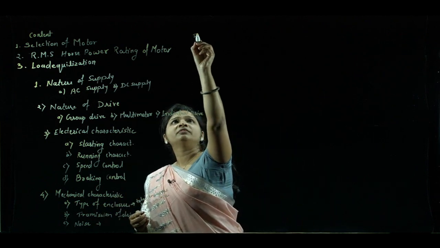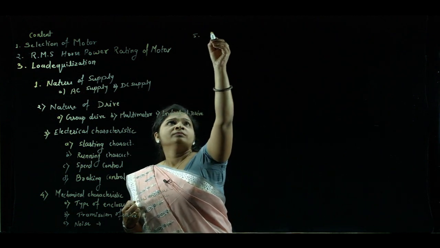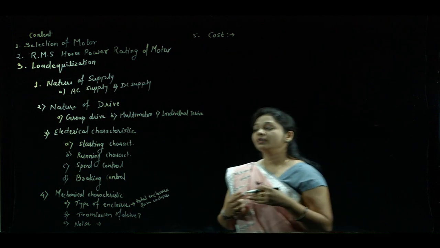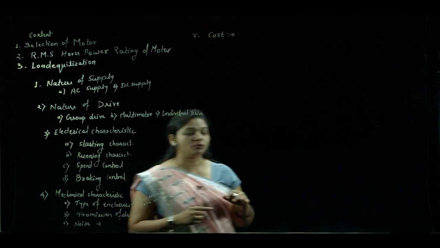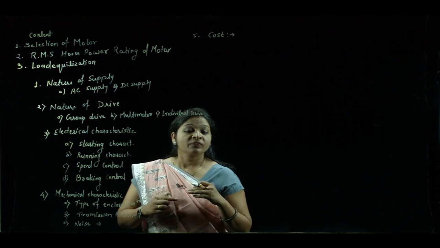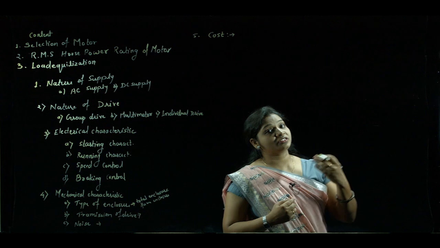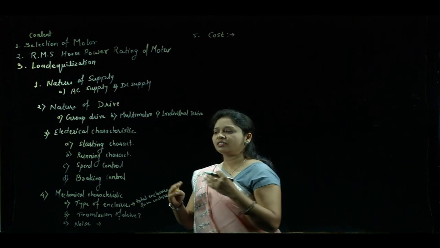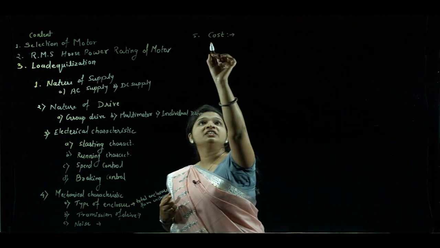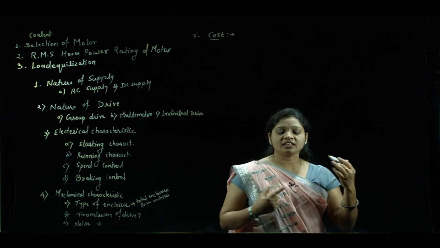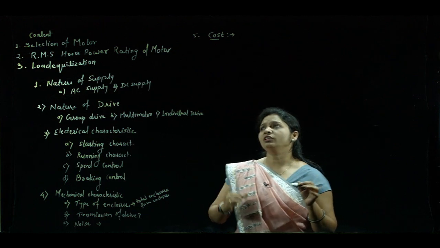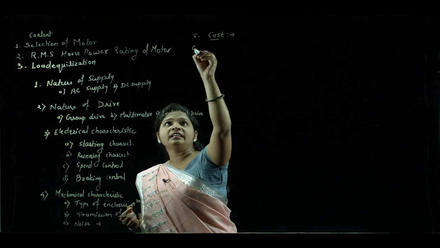Similarly, the fifth is cost. Some motors have a high capital cost but a low running cost. We can also choose a motor which has a low capital cost but a high running cost, because the efficiency of that motor is very low and the maintenance cost is also high. So we prefer a machine whose running cost is low. This is one important parameter while selecting the motor. Also, the sixth point is the rating of motor.